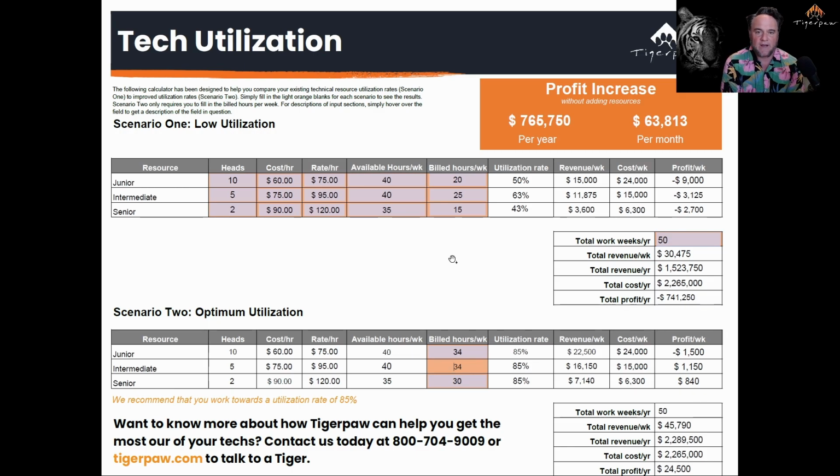Again, the calculator allows you now to use it as a way to look at your business model. Are you charging enough, right? Are the utilization rates realistic for the kind of staff that you have? Are there duties that you could remove from some of your intermediate techs and put onto your junior techs, which are costing you less, to be able to free up some more of those premium billable hours? So those are the basics of the calculator.